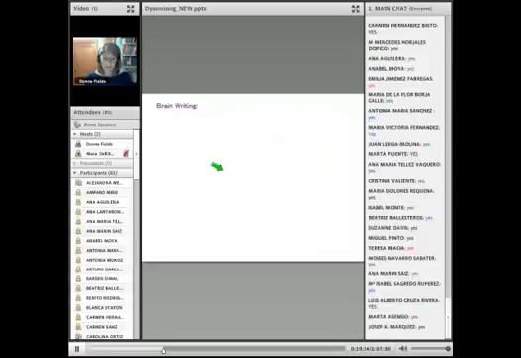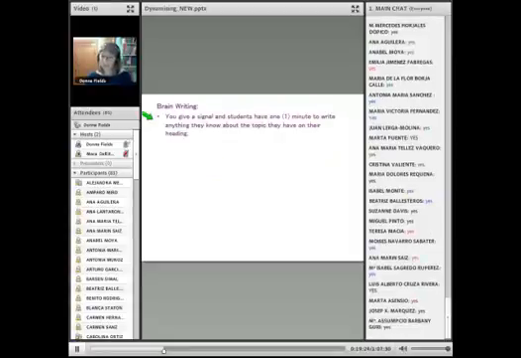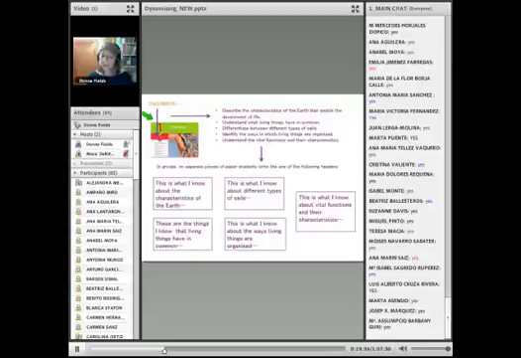You give a signal, and the students have 1 minute to write anything they know about the topic they have on their heading. So remember, these headings here, they're in groups, there are 5 people in the group, and each one of them has a different heading. It's a piece of paper, and it's blank, and they all write everything they know on these topics. So they have 1 minute.